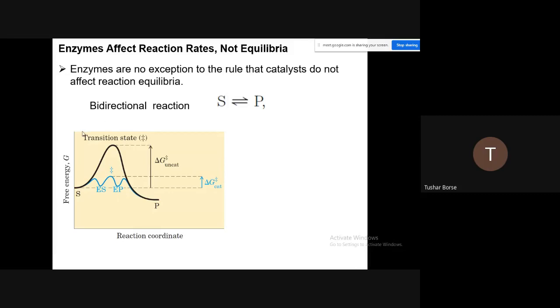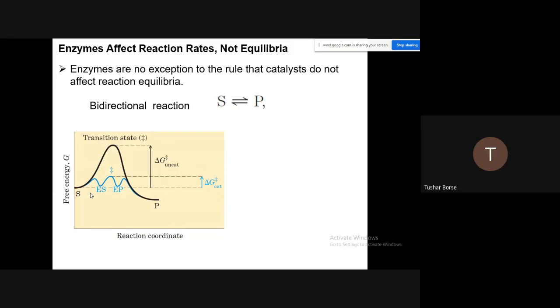Now if you have a catalyst, like the example I quoted yesterday about heat: if you are providing heat to the atoms, there is an increase in vibrations, or the Brownian movement as we call it, and there are chances that they will come closer to each other at a much faster rate. The same way, if you are introducing a catalyst into the reaction mixture, this catalyst is going to form a complex with the substrate.